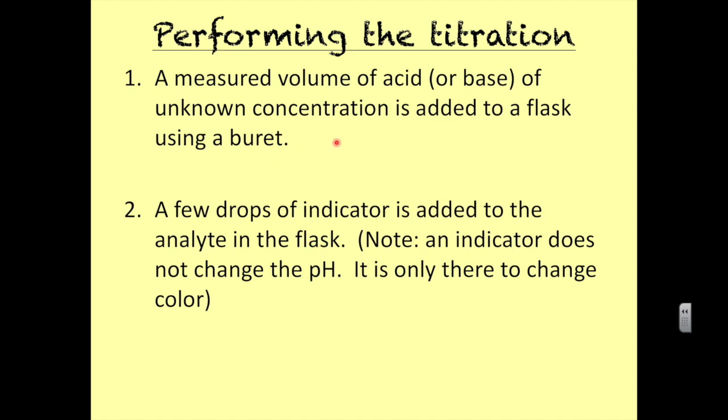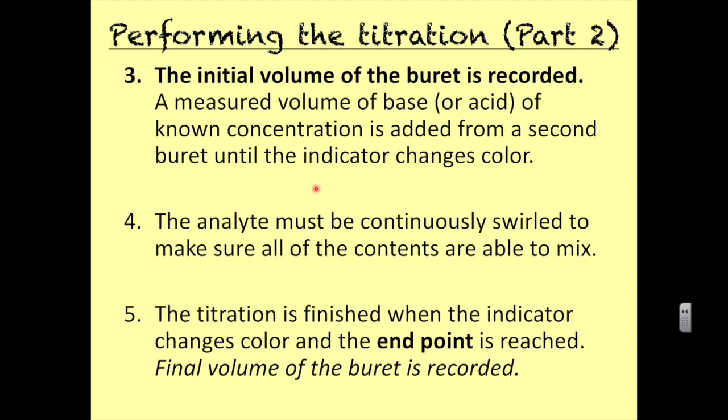Now, to perform the titration, a measured amount of acid or base of an unknown concentration is added to a flask using a burette. I will then add a few drops of indicator to the analyte in the flask. The indicator will not change the pH, it's just there to change the color. So it's more of a spectator, it doesn't actually participate in the reaction.